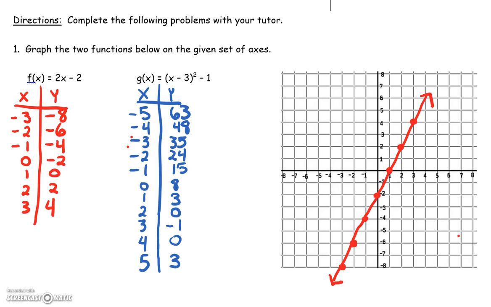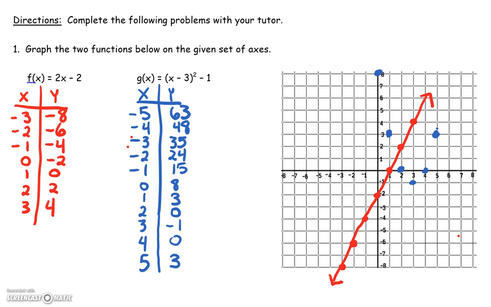You'll notice that the point -5, 63 is way, way off the graph, and for that reason I won't be including it. I'll only be including the points that actually show up on the axes. So it looks like the first one is 0, 8. I'm going to put a point right there. Then 1, 3, 2, 0, 3 comma negative 1, 4 comma 0, and 5 comma 3.